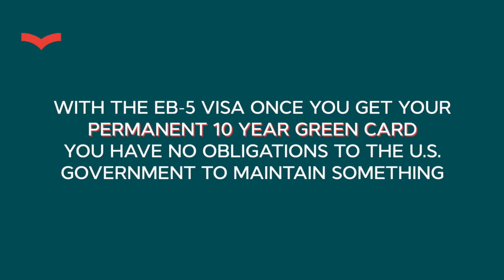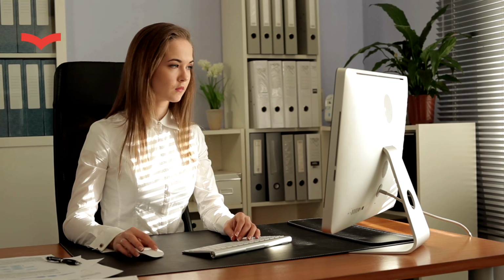Difference number three. With EB5 visa, once you get your permanent 10-year green card, you have no obligations to the US government to maintain something, be it maintaining your investment in a regional center or the jobs or the business on your active side. You are pretty much done. You can still maintain whatever the investment is or the jobs or the business if you want to.